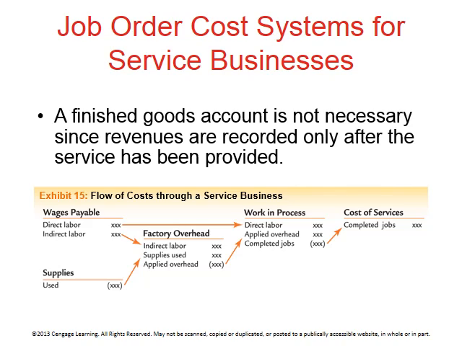So you skip a step. Remember, in manufacturing, we go from work in process to finished goods to cost of goods sold. Well, here you go from work in process to cost of services. You cut out that part in the middle for finished goods.